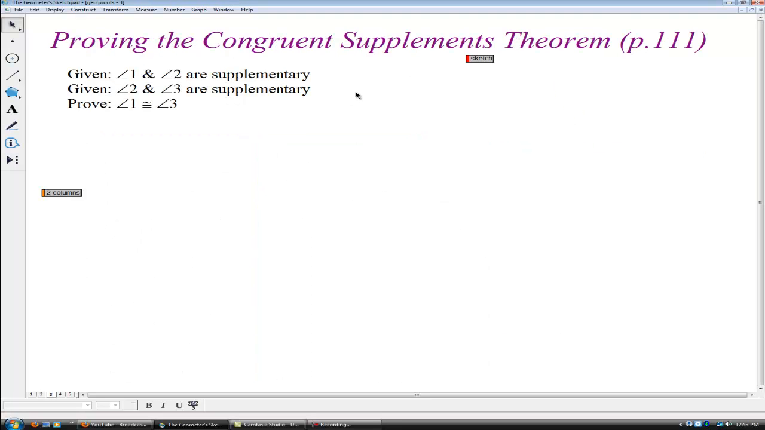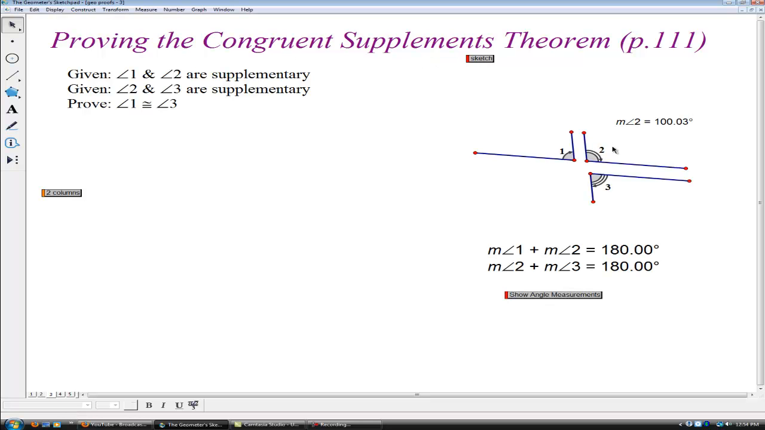Our next proof will be for the congruent supplements theorem. This is on page 111 in your book. We're given that two angles are supplementary, 1 and 2, and we're also given that 2 and 3 are supplementary. So angle 2 is involved with 1 in this given, and it's involved with 3 in this given. I made a dynamic sketch here so we could demonstrate it, and I do have the actual addition problems right here showing that we have supplementary angles 1 and 2, 2 and 3. Our goal is to conclude and to prove that angle 1 is congruent to angle 3.